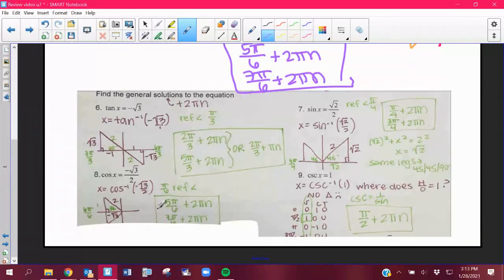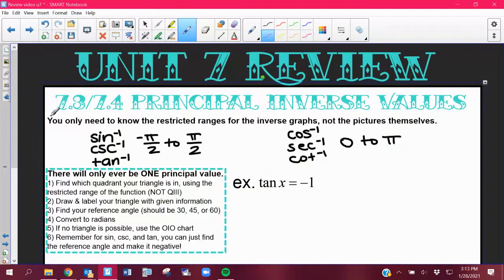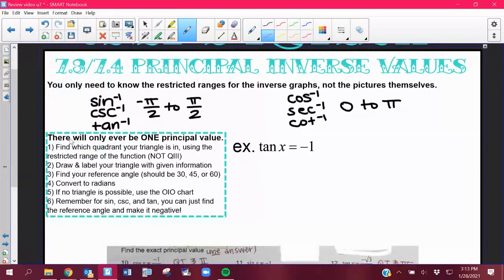And then there are, of course, some more examples for you in here if you need more help. Oh, look, that was the one I just did. Moving on. 7.3 and 7.4 are your principal inverse values.